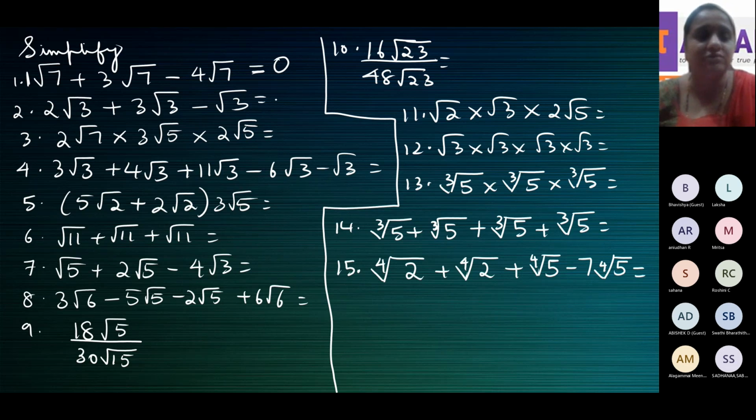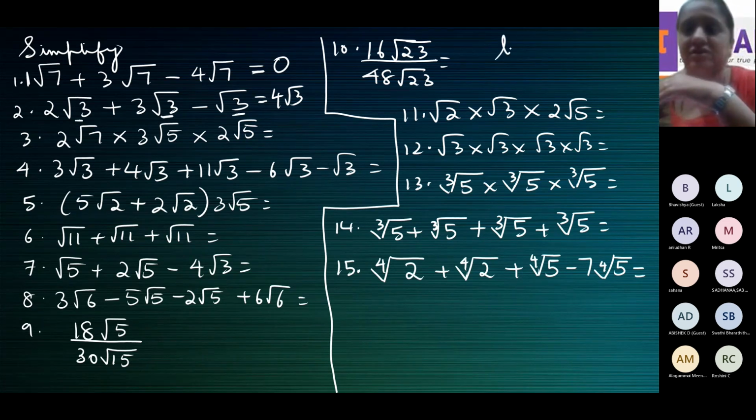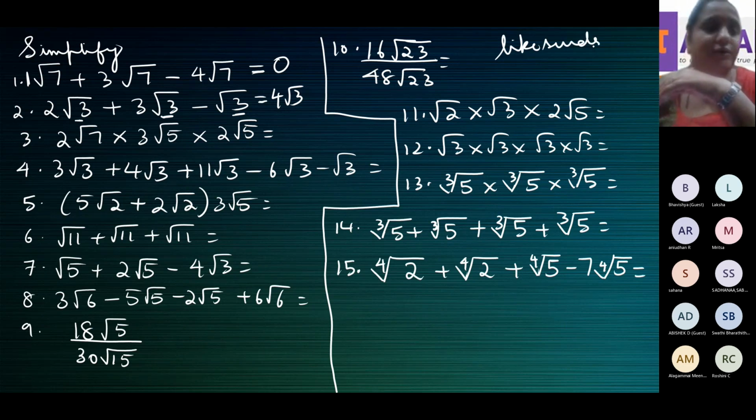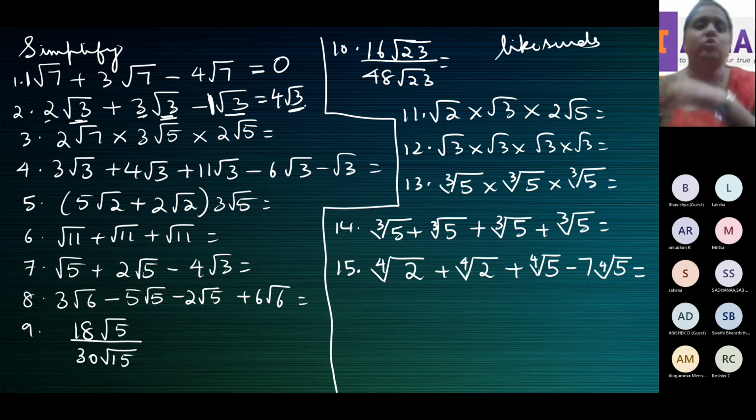Second one, who wants to say the second one? Quickly. Yes, Swati. Ma'am, it's 4 root 3. 4 root 3, because they're like terms. See here, root 3, root 3, root 3. So they're like surds because you can see the radical here. So 2 plus 3, 5. 5 minus 1, 4. So 4 root 3. Very good.